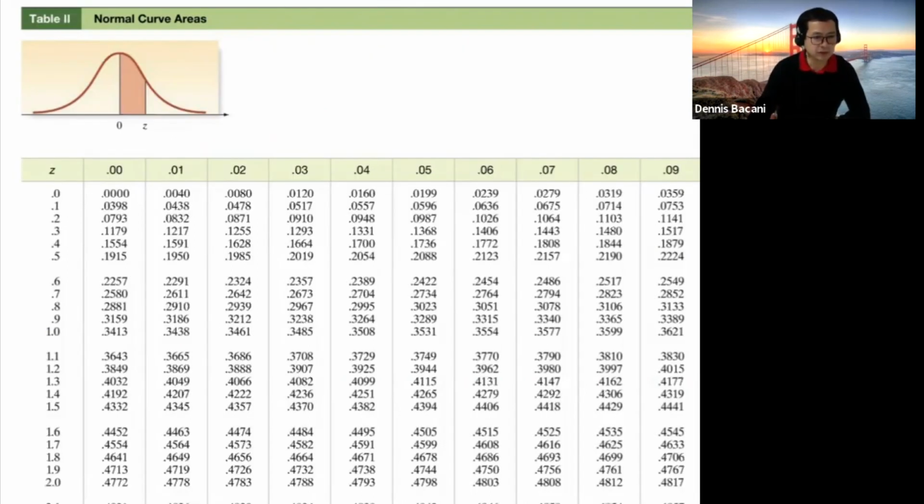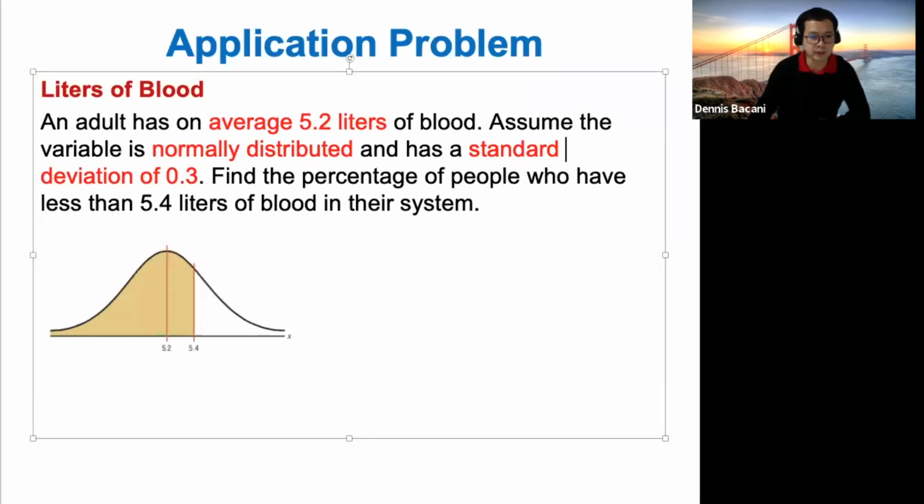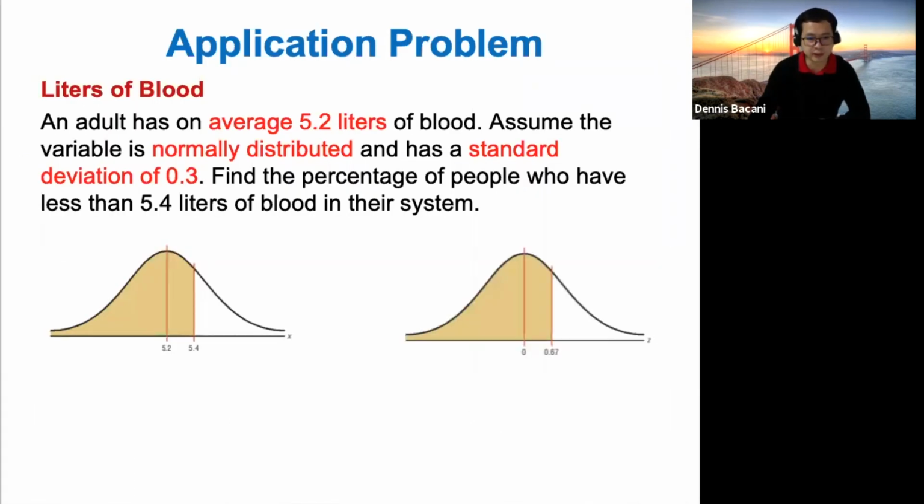So if we're going to standardize this distribution, what do we get? We get this distribution here, okay? Since the mean is equal to 5.2, this mean becomes your z equal to 0, right? So using the formula, what? Just use the formula in this case, z equal to x minus mu, all over sigma, okay?